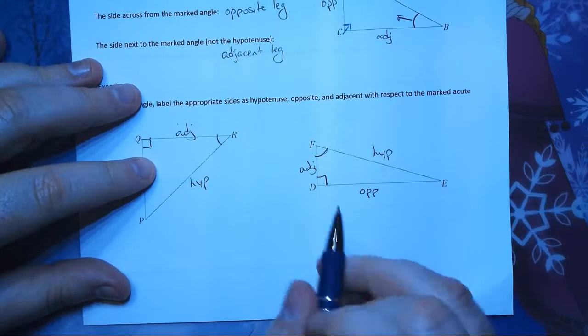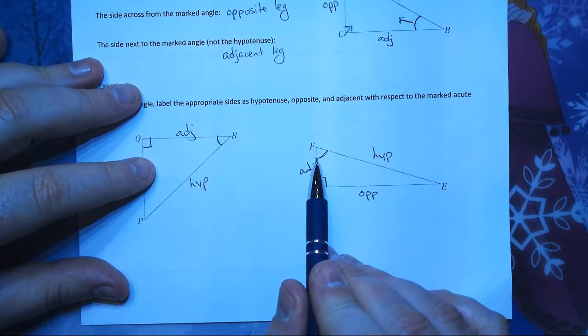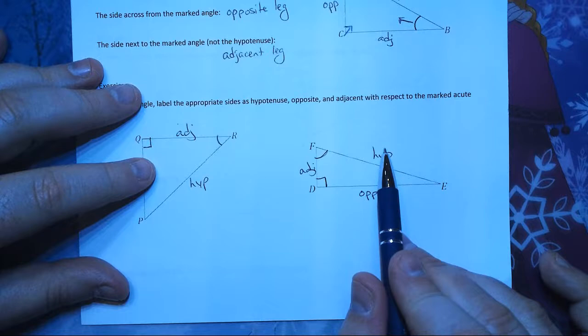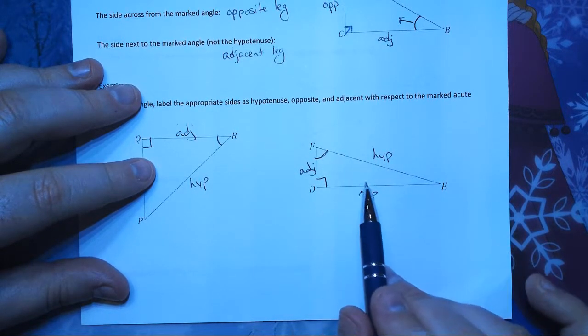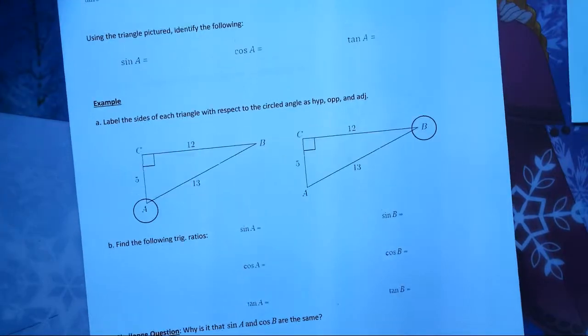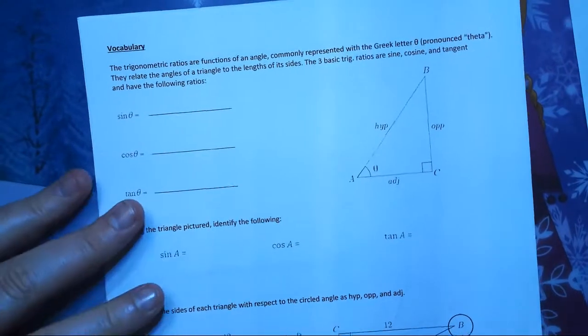And hopefully you came up with something like this. Adjacent, connected to it, so that's the leg. The other side that's connected is the hypotenuse, always across from the right angle. And then opposite that, there's our opposite side, that's D. All right, very good. Okay, more vocab.